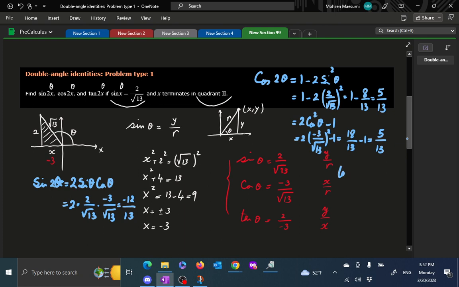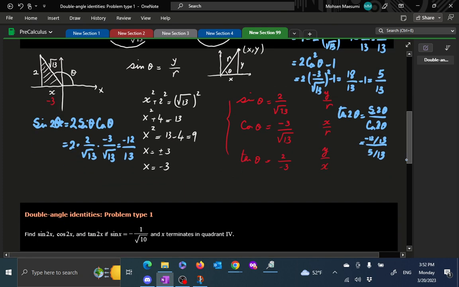So tangent of 2 theta, I could have used sine of 2 theta. That was called what? The quotient identities, you remember? Okay, sine of 2 theta, I have it, minus 12/13. Cosine, I have it. Here's my cosine, 5/13. And of course, these two cancel out. Minus 12 over 5 is what remains.